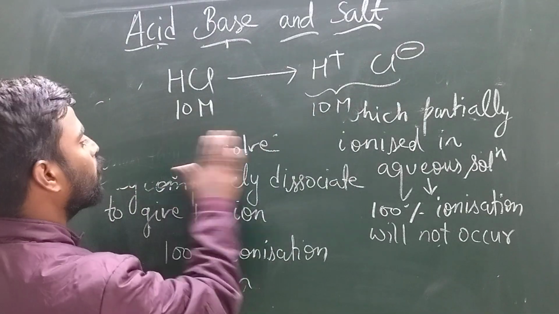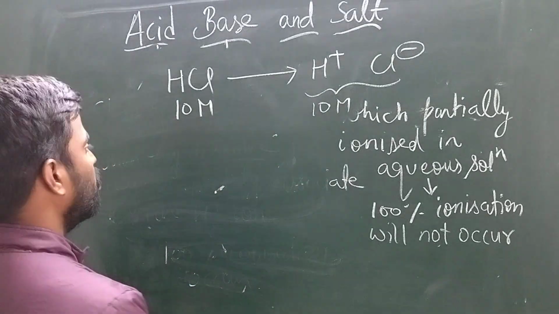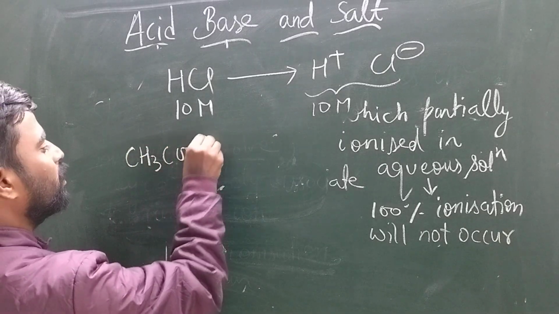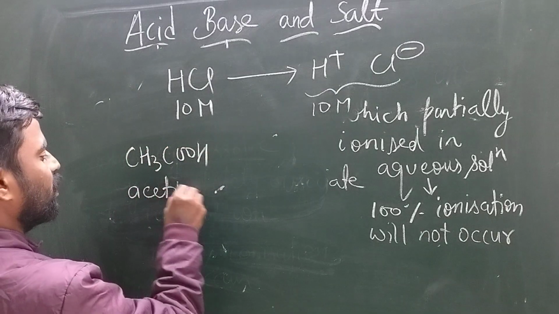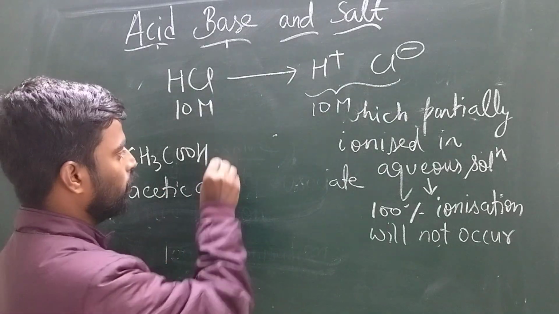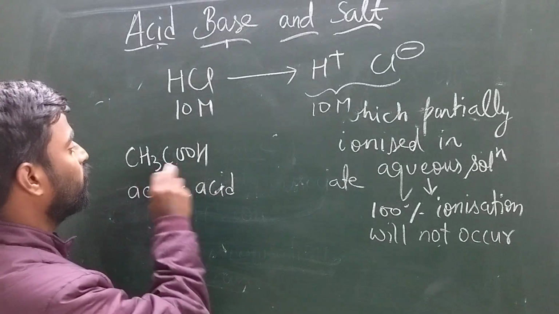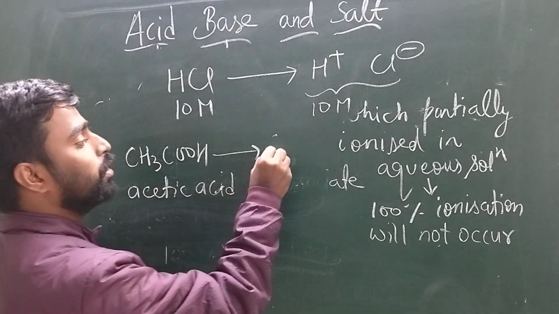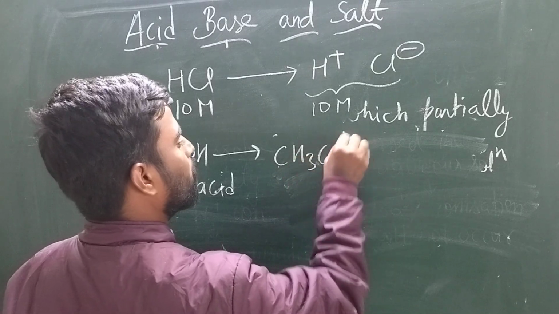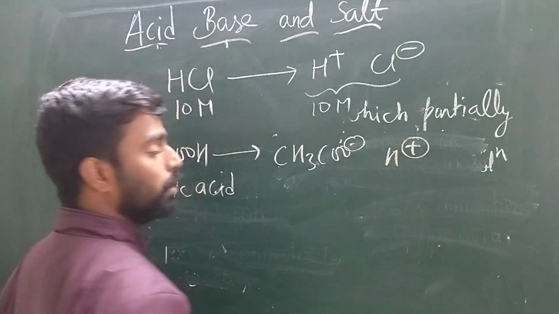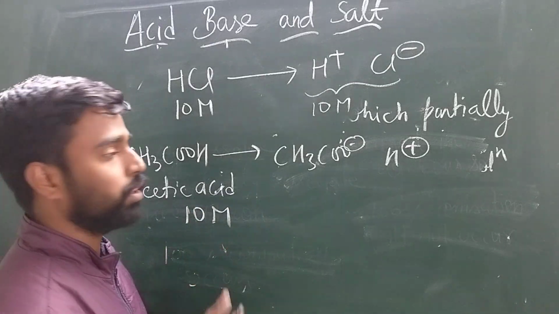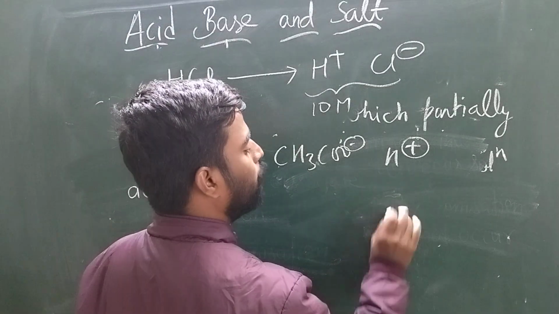And if we take the example of acetic acid, it is a kind of weak acid. Why is it called a weak acid? We will learn in the next few minutes. First of all, it will give H plus. Suppose we take the same concentration of 10 molar, hardly it will give 5 to 6.